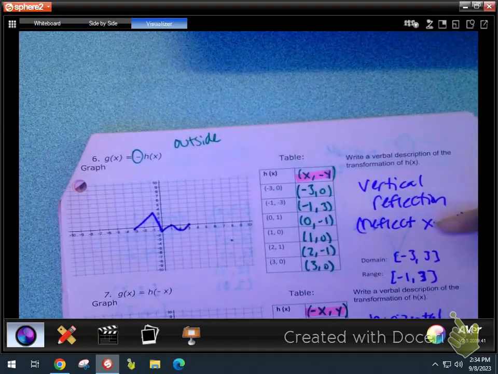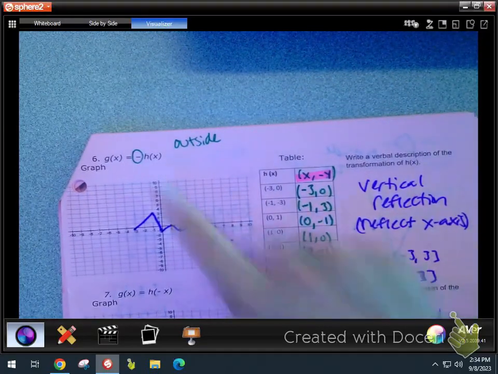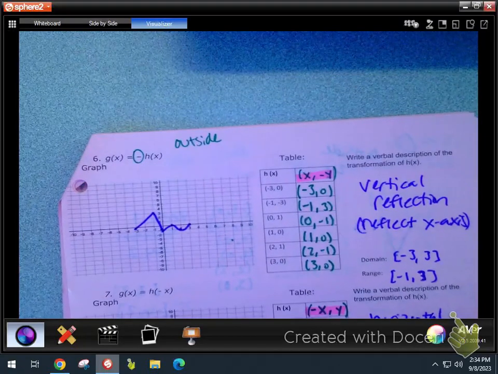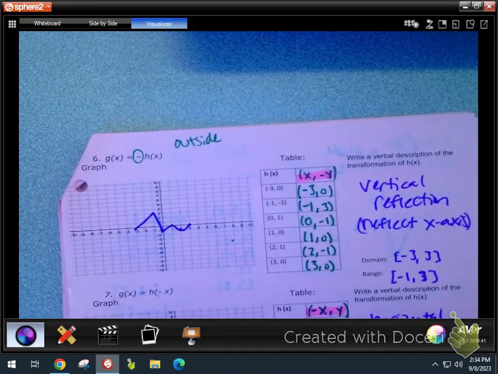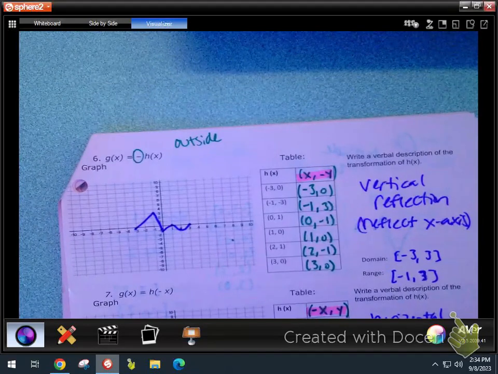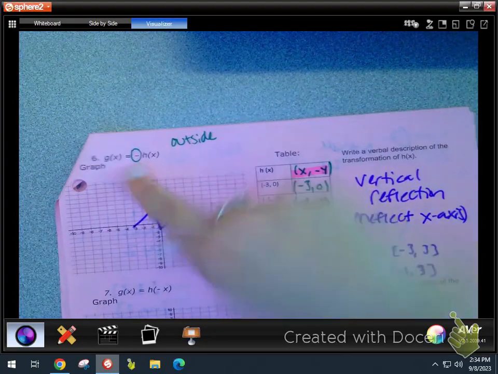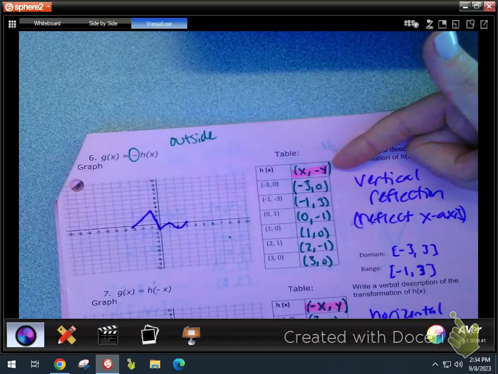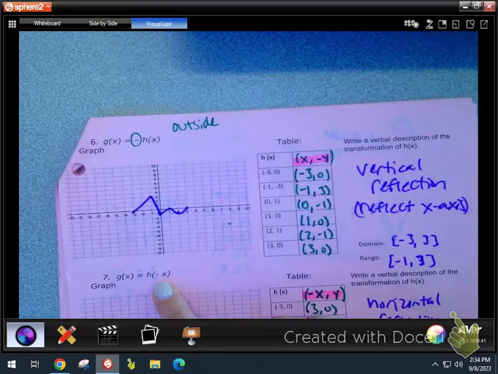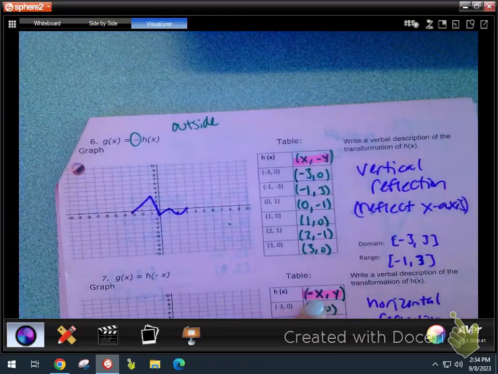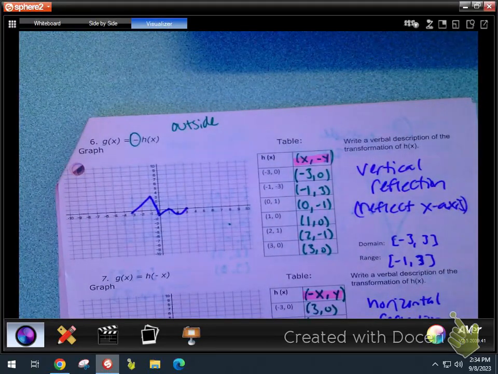Number 6. Okay, I want to make sure you know both these words. Sorry, this is sloppy. If you can't read it, let me know. Number 6, you had a negative. You guys, negative signs. Negatives, not minuses. Negative signs will either be at the very front outside, which means you're going to negate your y's, or they will be at the very front inside, which means you negate your x's. Negatives are reflections. That's all they do.